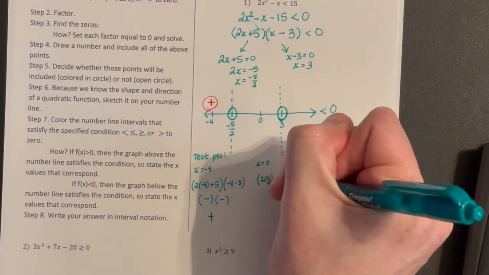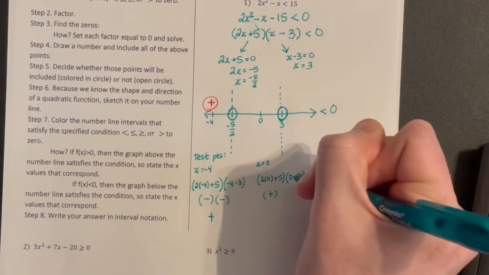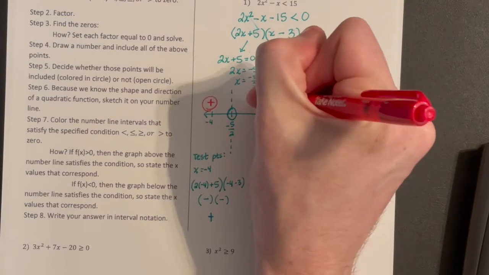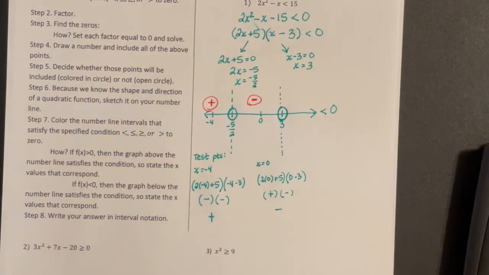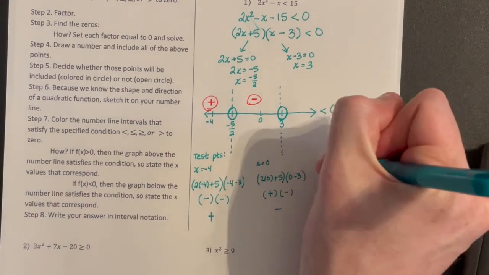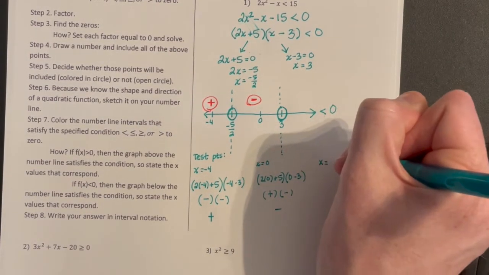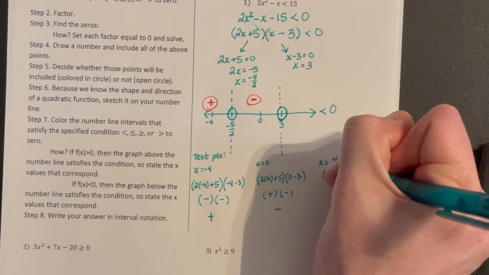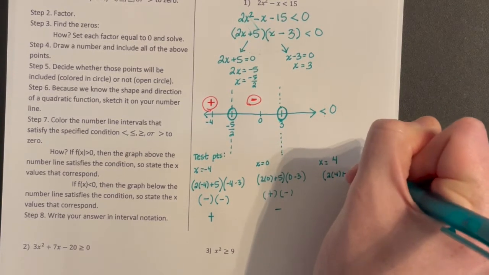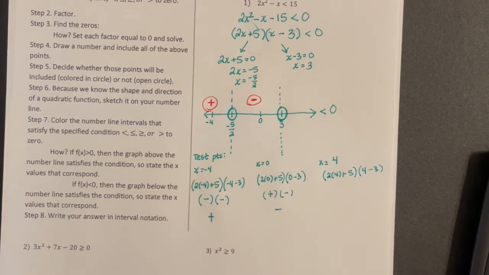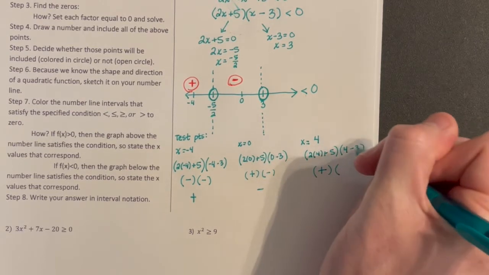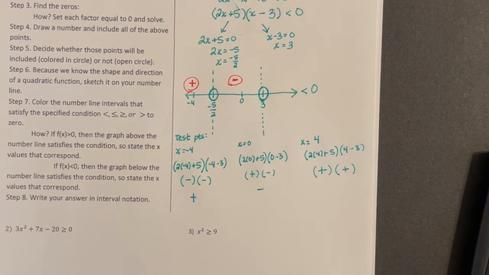That would be 0 plus 5 is a positive, 0 minus 3 is a negative, so I end up getting a negative. Now the middle area is all going to be negative. Then we try the last area again, so x equals maybe positive 4 because that's to the right of 3. 2 times positive 4 plus 5 and positive 4 minus 3. That's going to be a positive value on the first factor, and 4 minus 3 is still positive on the right. So positive times a positive is positive.